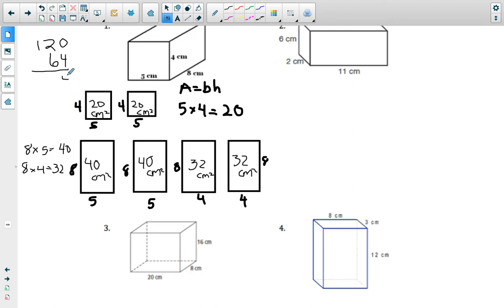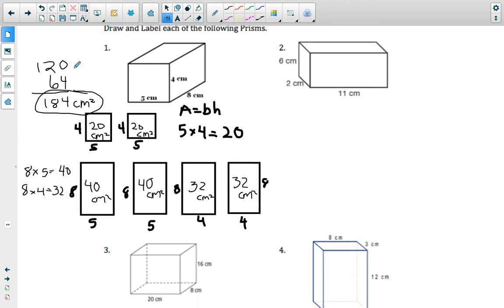So that would be 184 centimeters squared. And you might want to circle it or something so that you know that you're done and that's your final answer, so that you don't accidentally put in the wrong answer when you go to enter it. 184 centimeters squared.